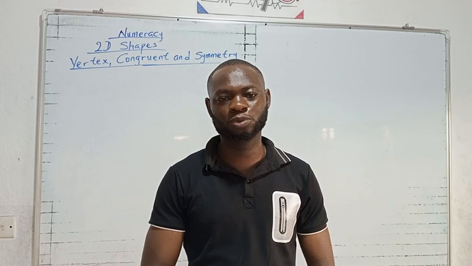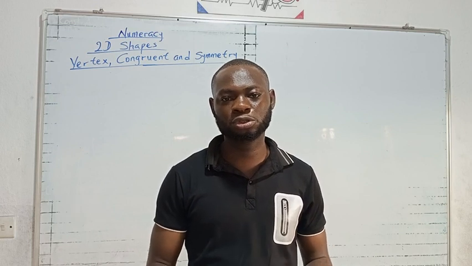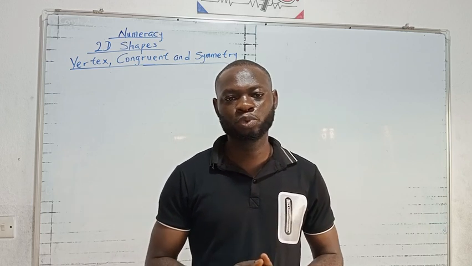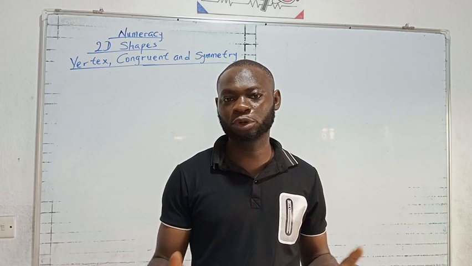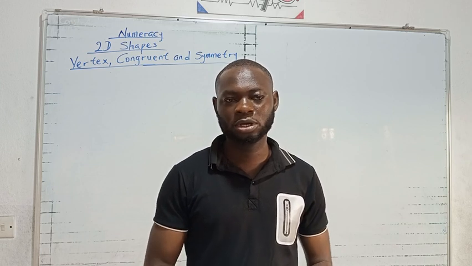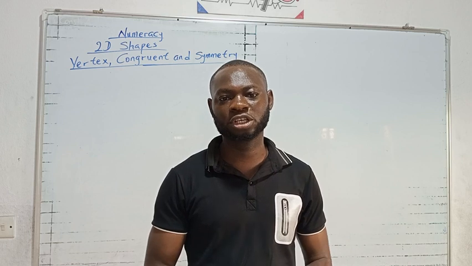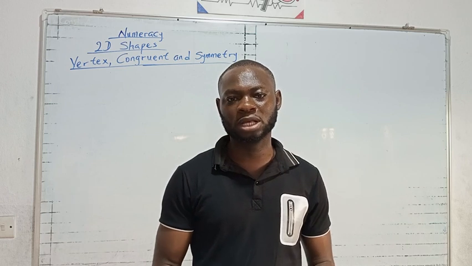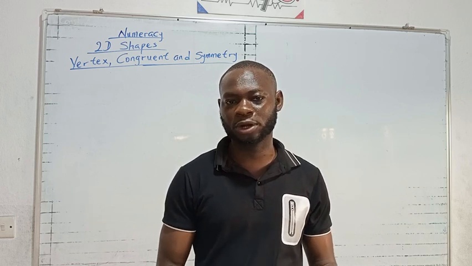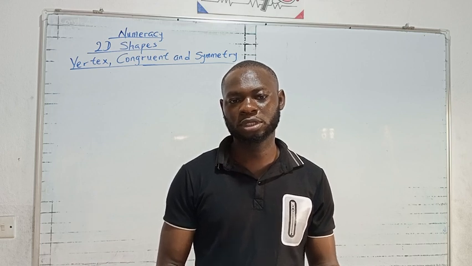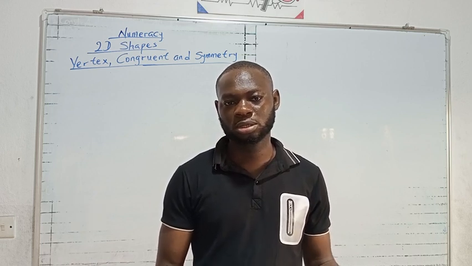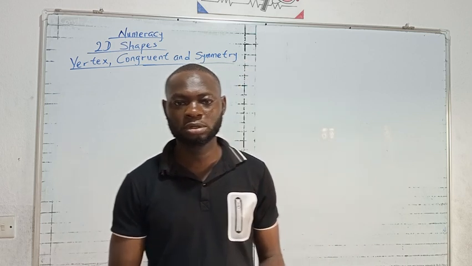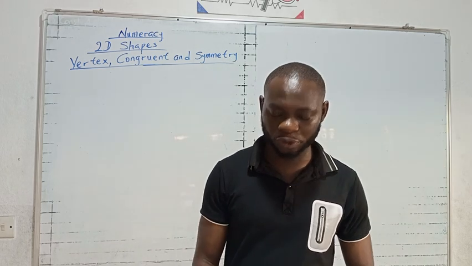Last few weeks, we started learning about two-dimensional shapes. We have looked at the meaning of two-dimensional shape. We said that a two-dimensional shape is a shape drawn on a flat surface. So it's a flat shape, meaning that another name for two-dimensional shape is plane shapes. We also looked at some of the shapes that are two-dimensional shapes, like the triangle, rectangle, square, pentagon, hexagon, rhombus, parallelogram, trapezoid, and so on and so forth.